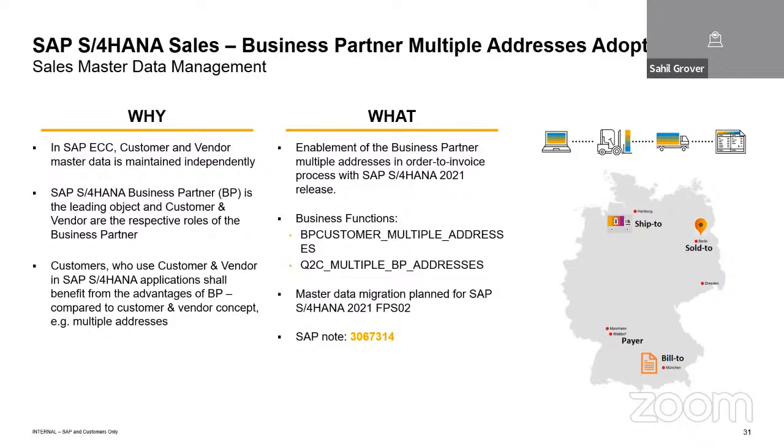Like somebody was asking me, in ECC we have customer and vendor master data maintained independently, but in SAP S/4HANA we have the business partner as the umbrella in which we can have a customer, a vendor, and each of them having a different role. So there comes a need that we want to have different addresses when it is behaving as a customer, when it is behaving as a vendor, or maybe we have to ship to a different address. In those cases, we can have multiple address options for a business partner.